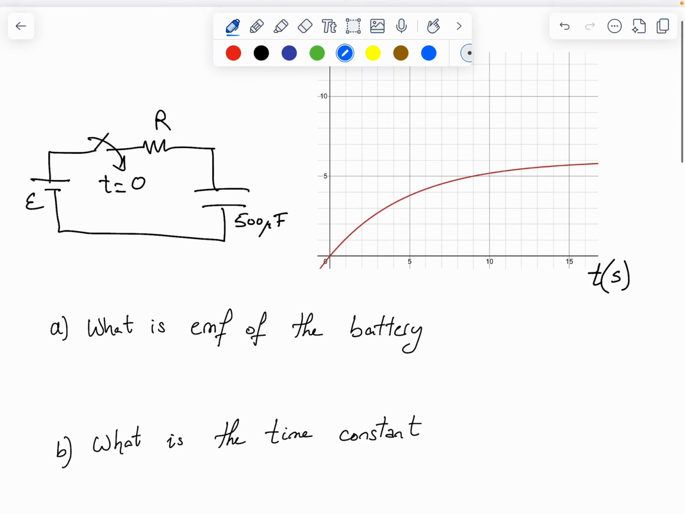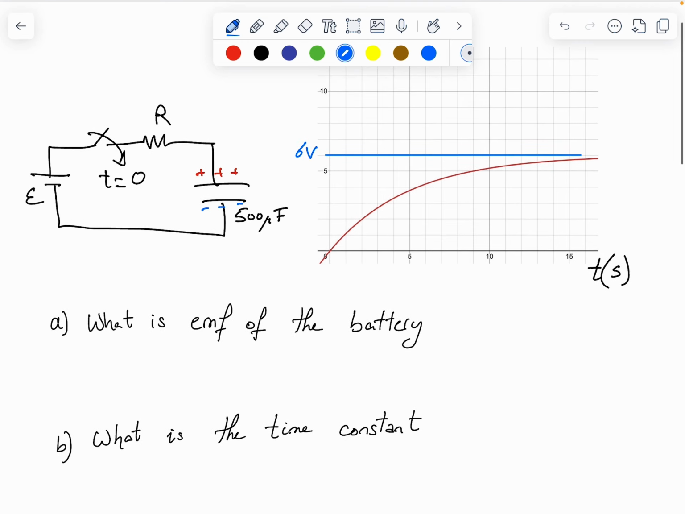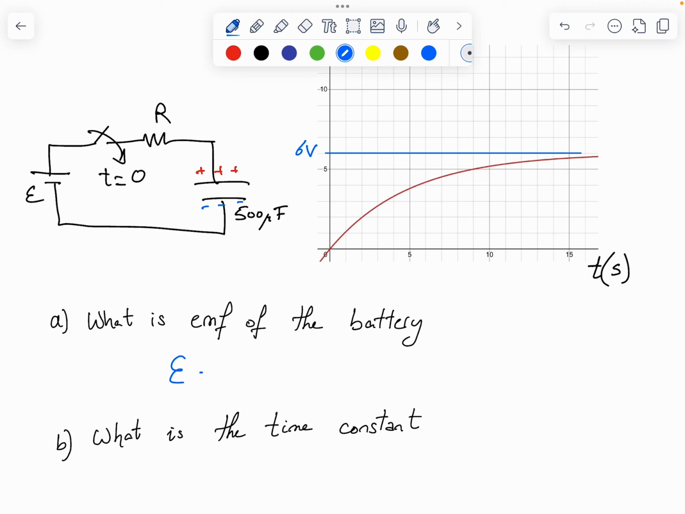Okay, the first question, what's the EMF of the battery? We know that when the capacitor becomes fully charged, the voltage of the capacitor will reach the same as the voltage of the battery. That's clearly the maximum voltage reached by the capacitor. So we draw this horizontal line and we see that the maximum voltage reached by the capacitor is 6 volts. So this is the EMF of the battery, 6 volts.